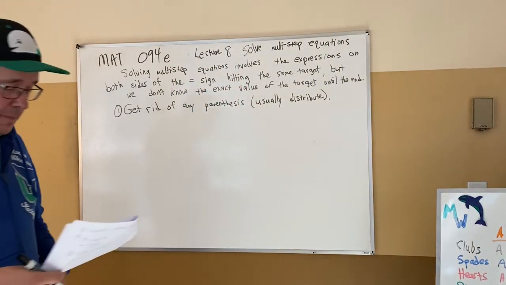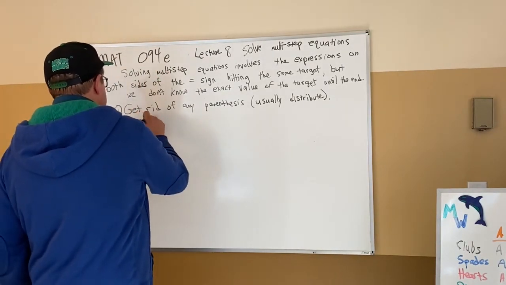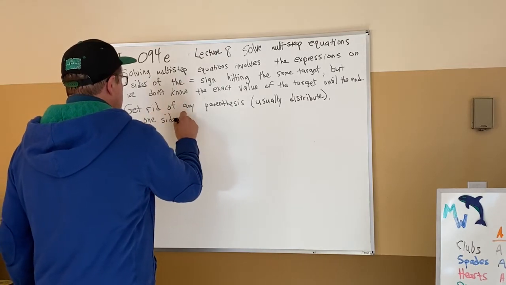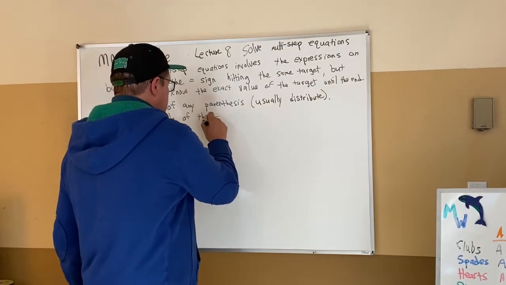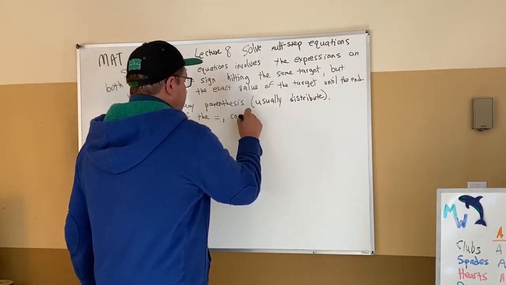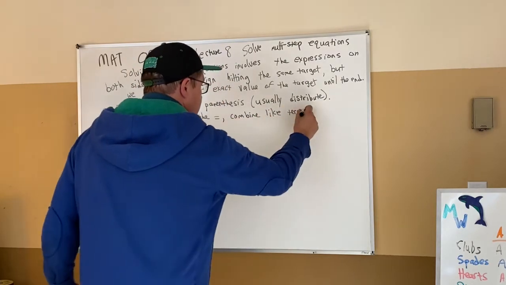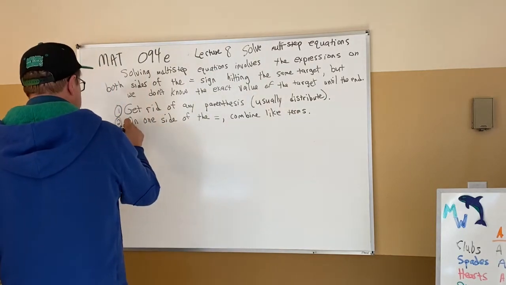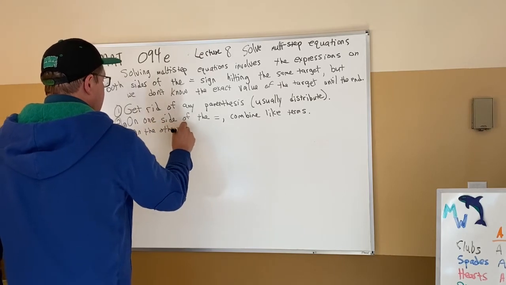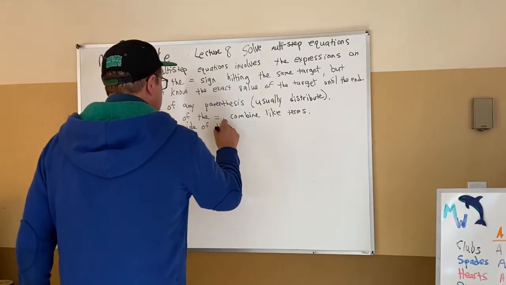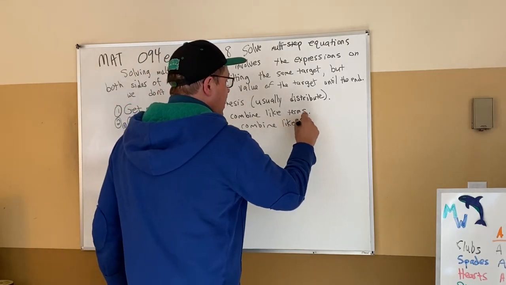The next step. On one side of the equals, you can cover up the other side. Combine like terms. And then on the other side of the equals, combine like terms. We could have been doing this a little while ago as far as the class goes.